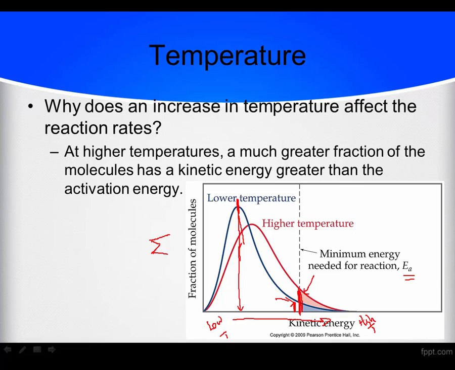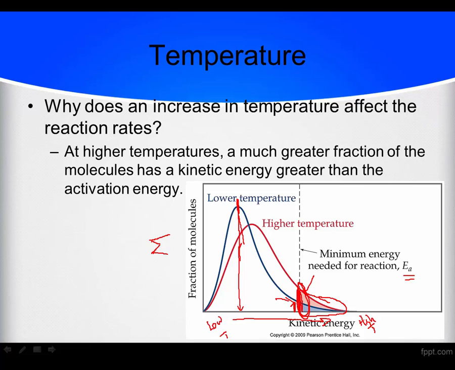In order for the reaction to happen, this amount of energy is necessary right here. So all of these molecules that are over here, this large amount, they don't have enough energy to react. So when they collide, nothing happens. Because we're really looking at the part after. This shaded area here is describing all of the molecules that have enough energy to possibly react when they collide with each other.